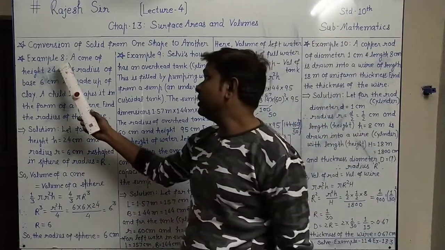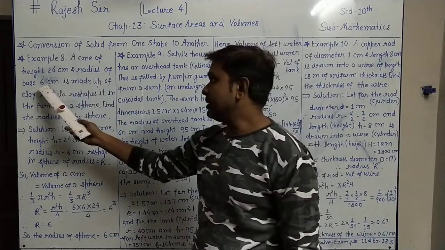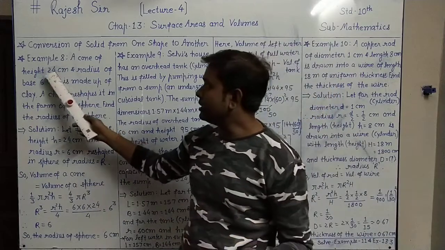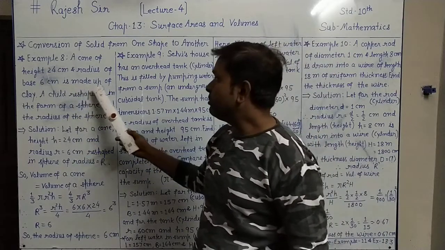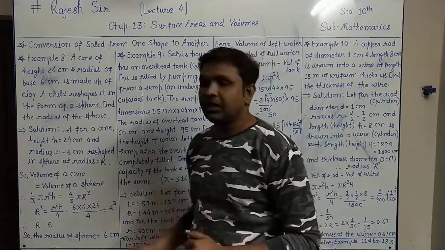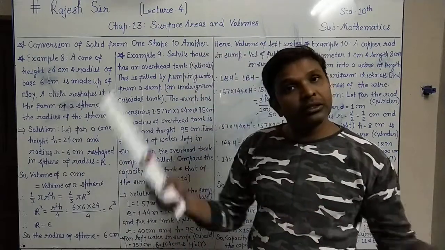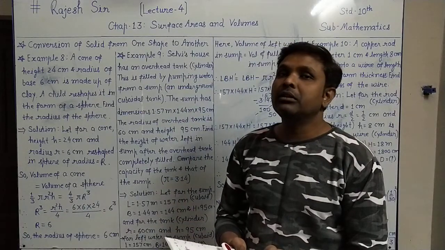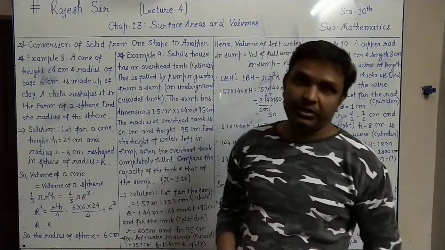Example 8: a cone of height 24 cm and radius of base 6 cm. One conical solid is there whose height is 24 cm and radius of the base is 6 cm, made of clay. A child reshapes it into the form of a sphere. The conical solid is now reshaped into a spherical shape by the child. Then find the radius of this sphere.